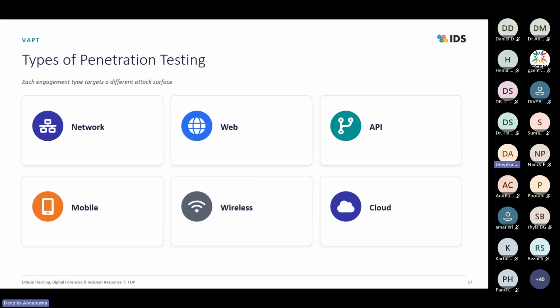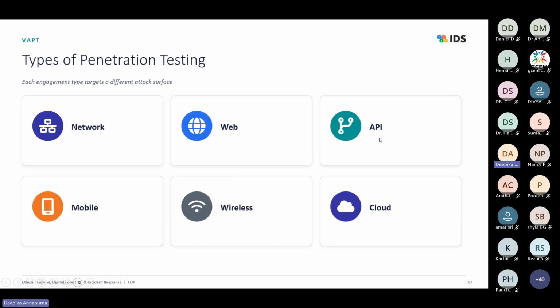So the goal is to identify the weakness in the network security. The second one is the web application penetration testing. Most of us will do this, right? Logging into systems like your university portals, authorization, authentication, database, cross-site scripting, file uploads, any business logic related to the web or business applications.